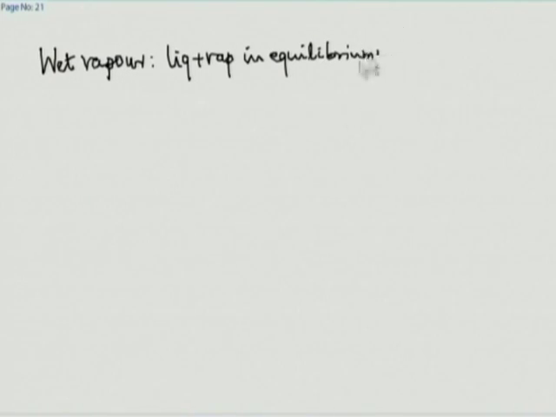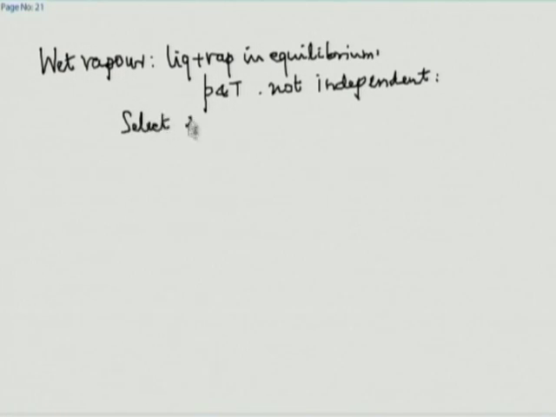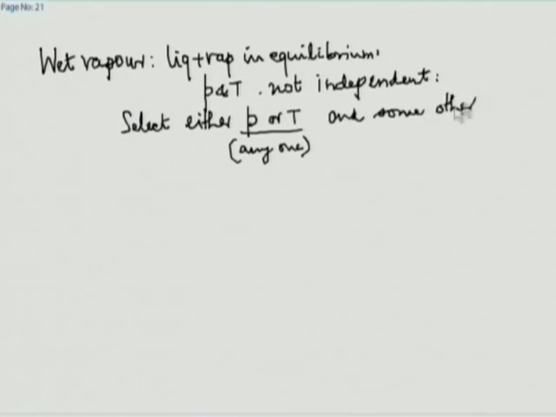and that means P and T are not independent. So we must select either P or T, any one, not both, and some other property to completely define the state of the system.